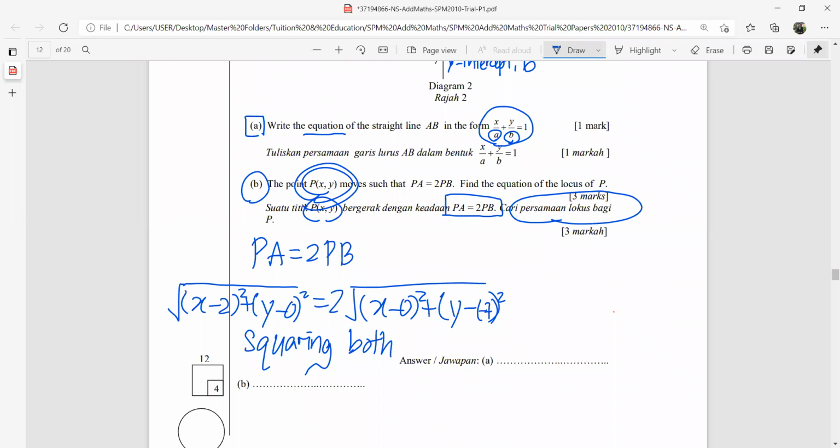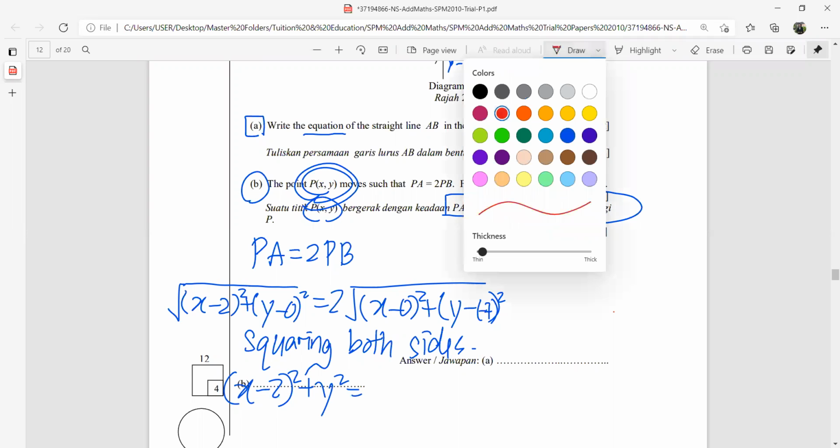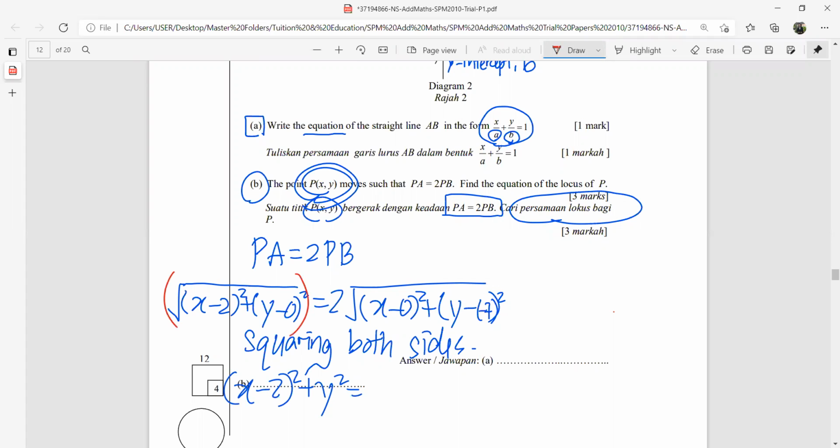Square both sides, no more square root already, right? You left (x minus 2) whole squared plus y squared. And remember, the 2 also must be squared. The mistake done by students is they forgot the 2 must be squared also. So you square 2, you get 4. And this one, (x minus 0) squared. And then this one, (y plus 7) whole squared. Okay, your job is to make it nicer, rearrange.